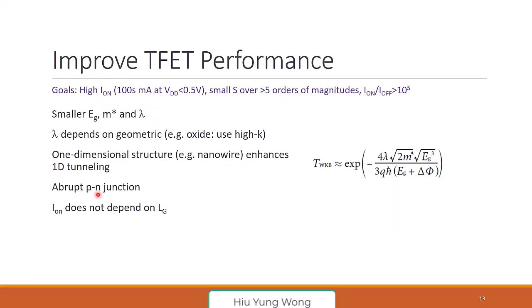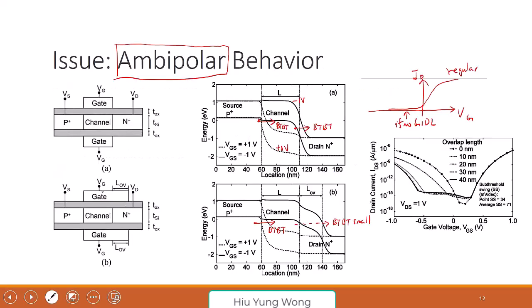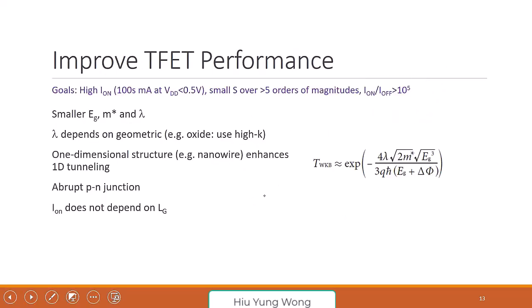Okay, we make the junction as abrupt as possible. This is counter to what I just said earlier, right? But when we say abrupt, we are talking about the gradient. If I want to be more specific, I should say the P and I junction, or I and N junction, right? You want it to be very abrupt.